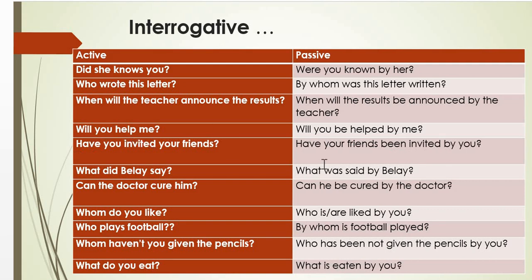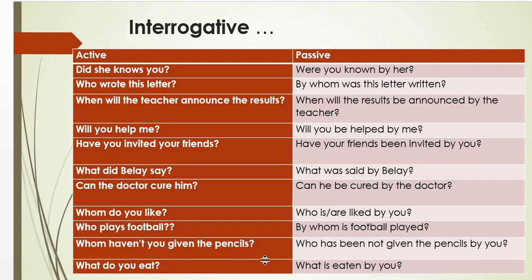Already present perfect tense. We apply that present perfect tense, adding been. What did Belai say? What is not changed in passive construction, neither the position nor the word itself. What was said by Belai? Can the doctor cure him? Can he be cured by the doctor? Whom do you like? Already whom is changed to who. The other verb changes are as expected. Who plays football? By whom is football played?